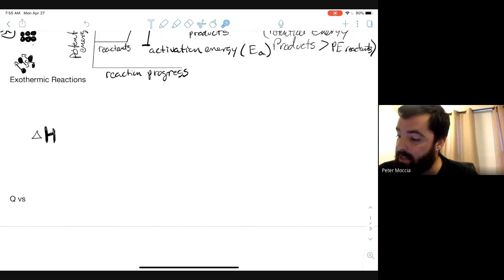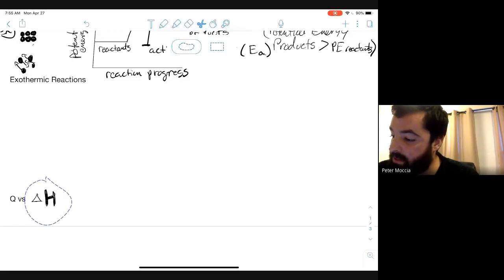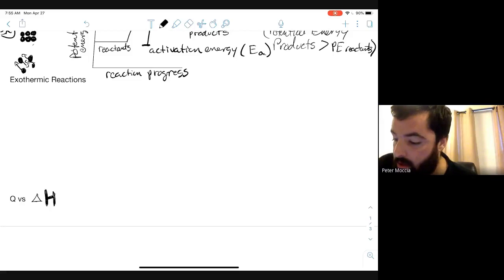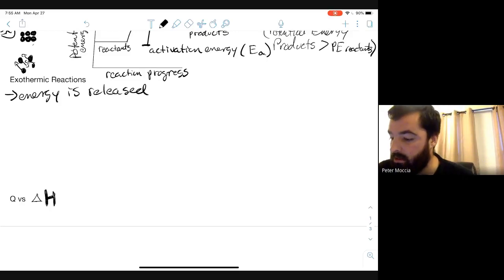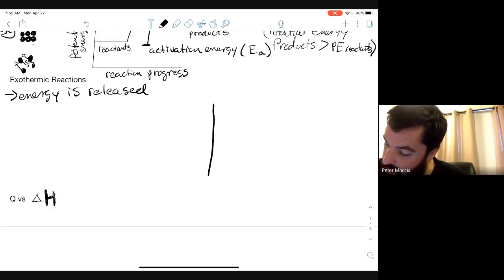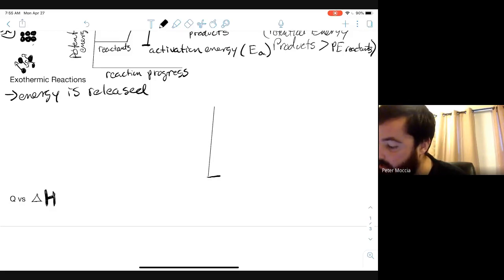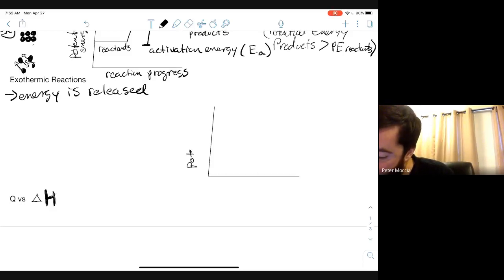Now, if we talk about an exothermic reaction, an exothermic reaction is one where energy is released. Now, if we did a quick energy diagram here, that's what this is called, an energy diagram, where we had the potential energy and we had the reaction progress here.